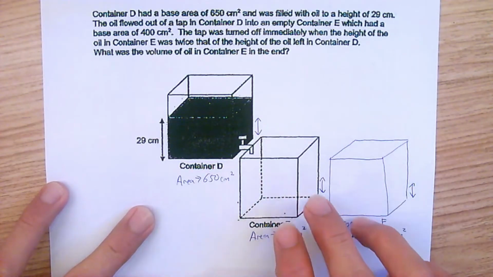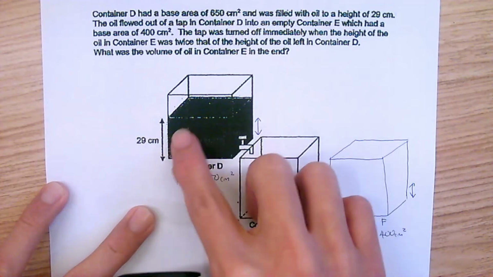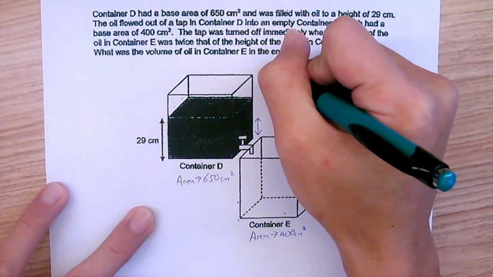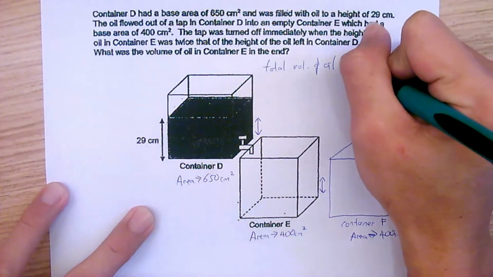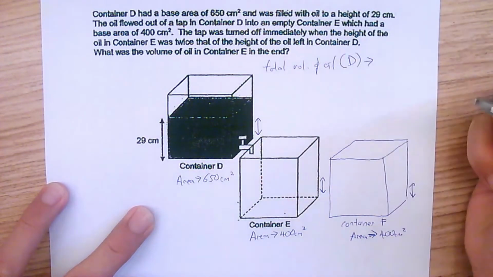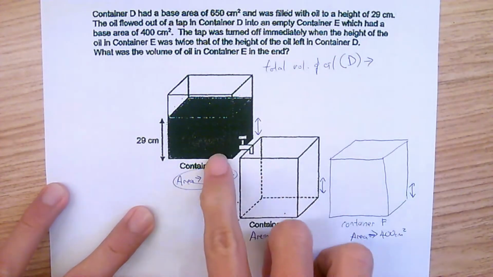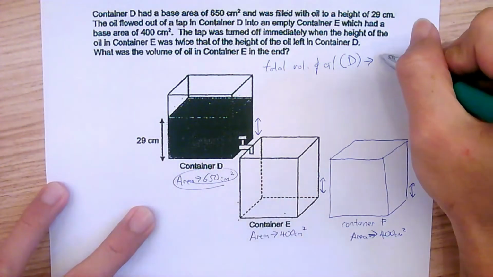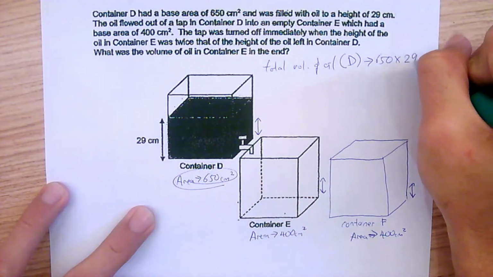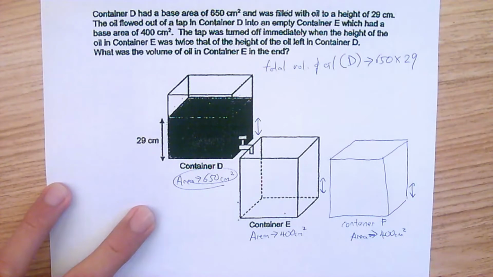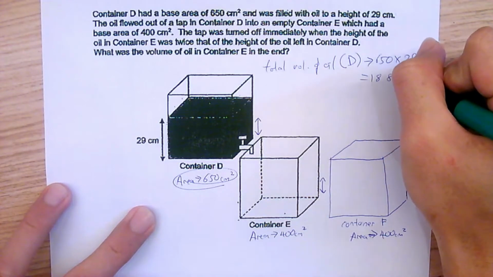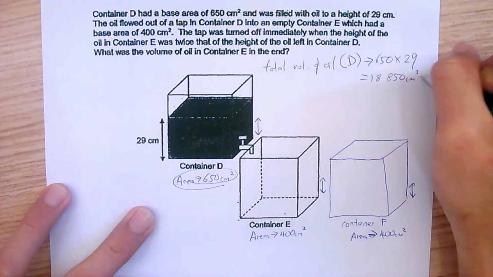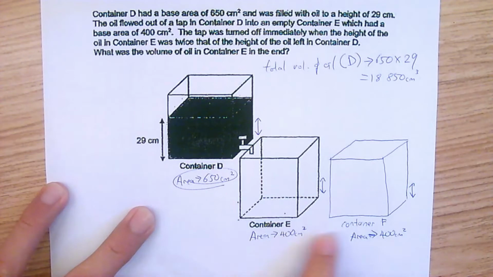Now, the first step we need to do is to find the total volume of oil over here. So I'm going to put here total volume of oil in D, and that will be area, the base area multiplied by the height. So that will be 650 multiplied by 29. Throw that inside the calculator, 650 multiplied by 29, and that will give us 18,850 cm cube.